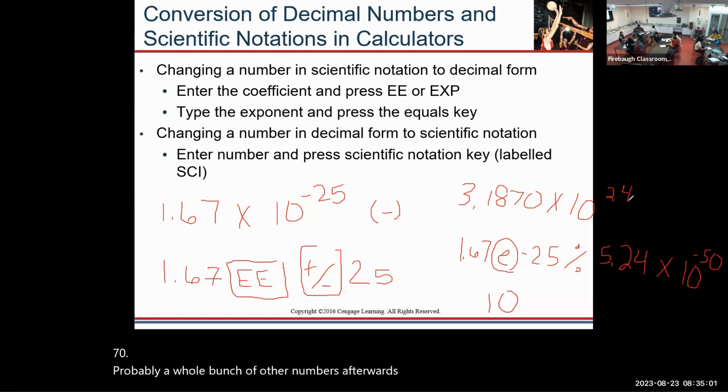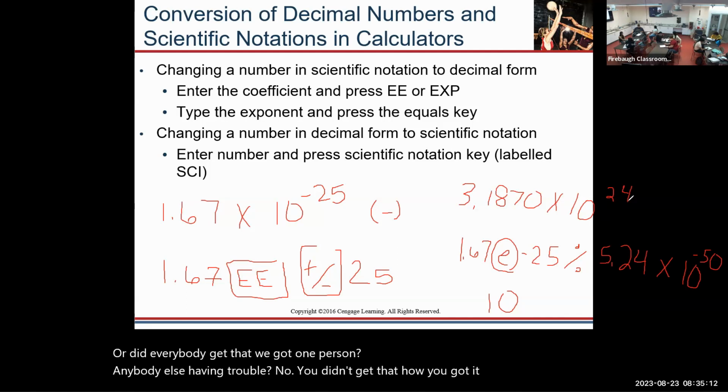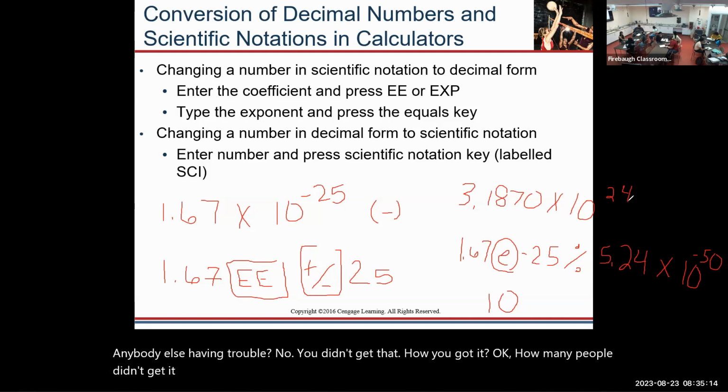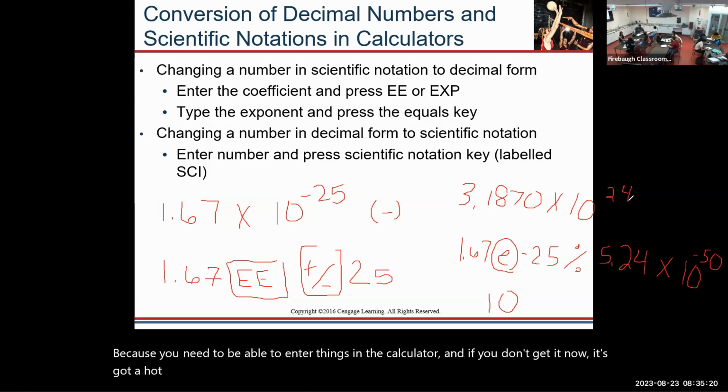Nobody got that? Or did everybody get that? We got one person. Anybody else having trouble? No, you didn't get that? Oh, you got it? Okay. How many people didn't get it? Because it's important that you get it. Because you need to be able to enter things in the calculator. If you don't get it now, it's gonna haunt you later. Okay, good. Own up. So you gotta let me know. I can't help you if you guys don't tell me. Thank you.